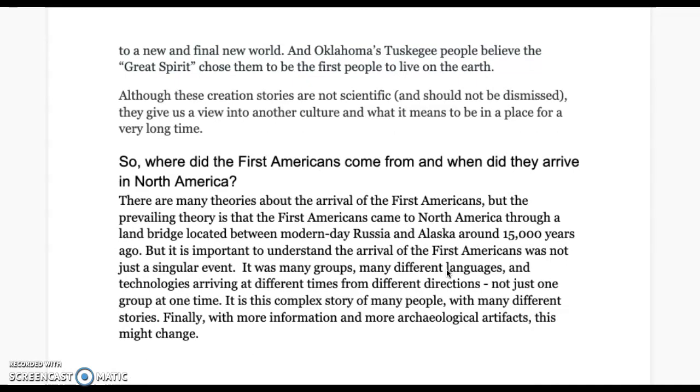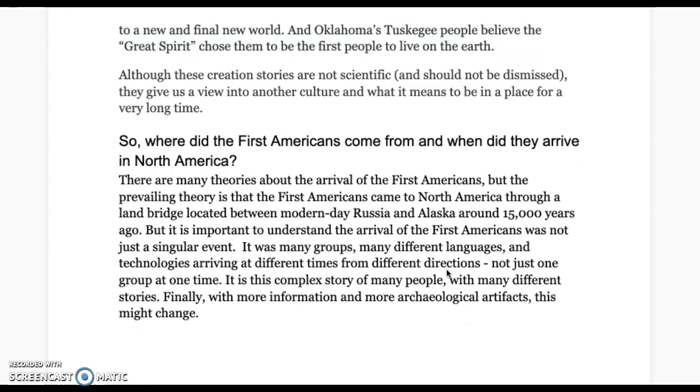So, where did the first Americans come from, and when did they arrive in North America? So that's what we're trying to answer here, right? There are many theories about the arrival of the first Americans, but the prevailing theory, or the main theory, or the realistic theory is that the first Americans came to North America through a land bridge located between modern-day Russia and Alaska about 15,000 years ago.